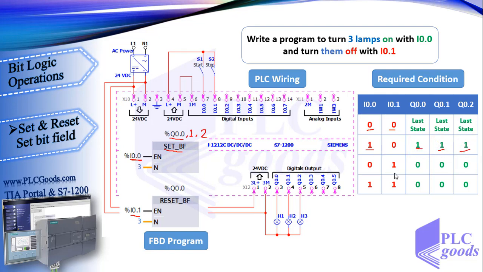When just I0.1 is activated, the reset bit field resets 3 outputs to 0, thus the 3 lamps will be off. And what about the last condition when both blocks are activated? See here, the CPU executes the reset block after set once. So the reset bit field has priority over set. So in this condition, our lamps will be off.